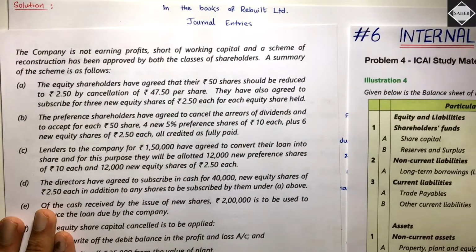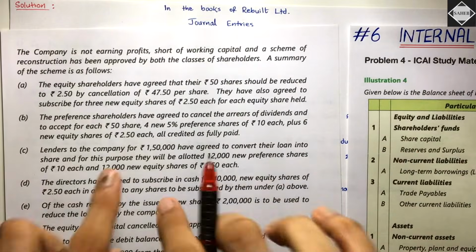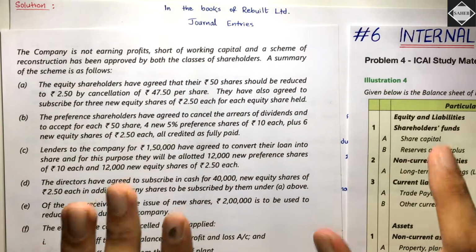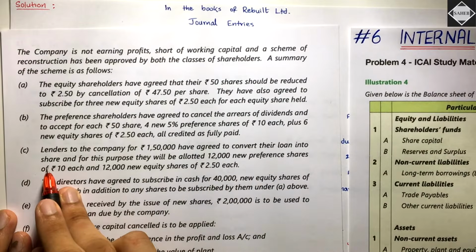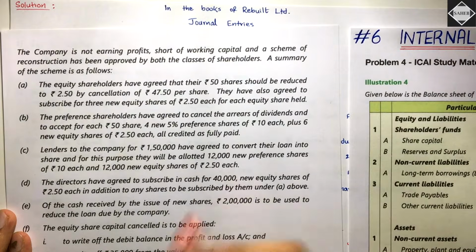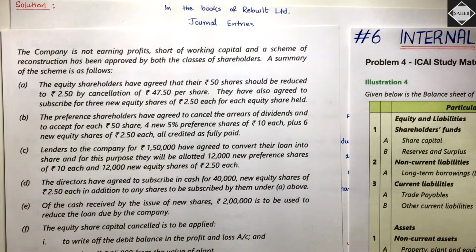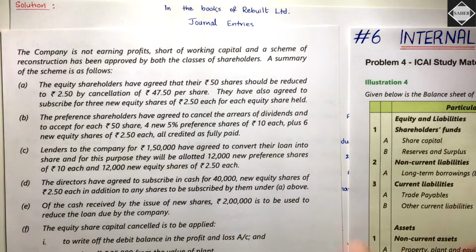Here they have said lenders to the company for 1,50,000. Only 1,50,000 out of that is being converted. Okay, you have to understand all these things. Have agreed to convert their loan into shares, and for this purpose they will be allotted. So what will be given to them? 12,000 preference shares and 12,000 equity shares. Easily you can do this. Just debit the loan account by 1,50,000 and credit the new preference share capital and equity share capital. Give them new preference shares and new equity shares. That's what you will do.